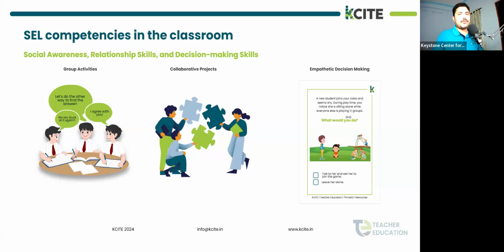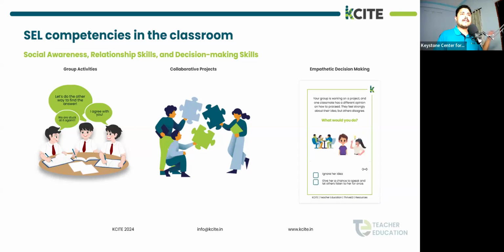Let's say, for example, you are giving them some situations. Let's say a new student joins your class and seems shy. During playtime, you notice she's sitting alone while everyone is playing in groups. What would you do? Talk to her and ask her to join the game, or leave her alone.